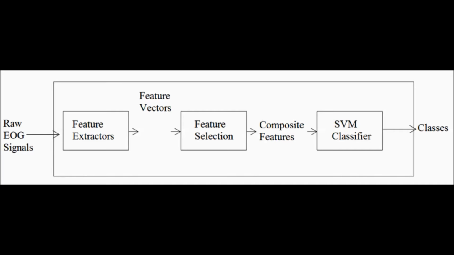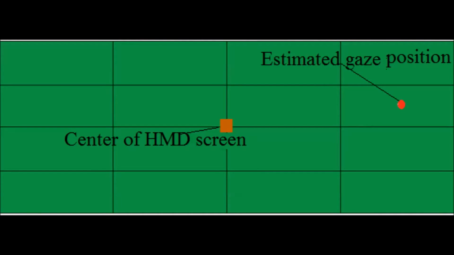Once we have the raw electrooculogram signal, we will do the feature extraction corresponding to each movement of the eye, and then we will do the feature selection, and we will classify using SVM. Next step is to estimate the gaze position. The whole HDMI screen is divided into 16 parts, and a small blinking dot will appear in each section, and based on that we will calibrate the gaze position.